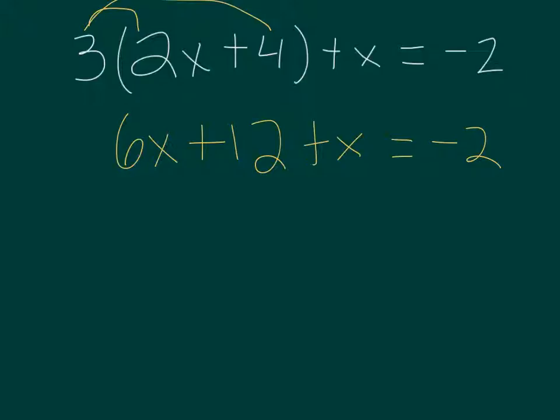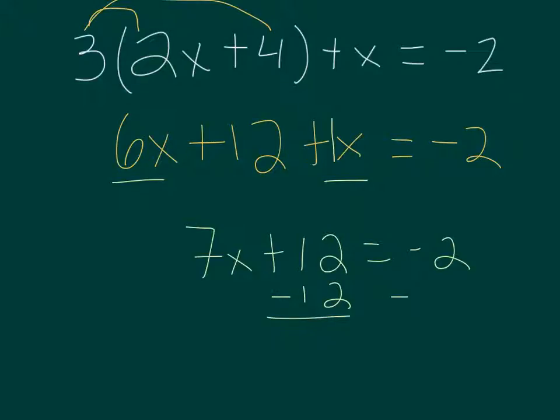My next step would be to combine my like terms. 6x plus x. Well, if I just have plus x, that's the same thing as plus 1x. So 6x plus 1x is 7x, plus 12 equals negative 2. Now I need to subtract 12 from each side.